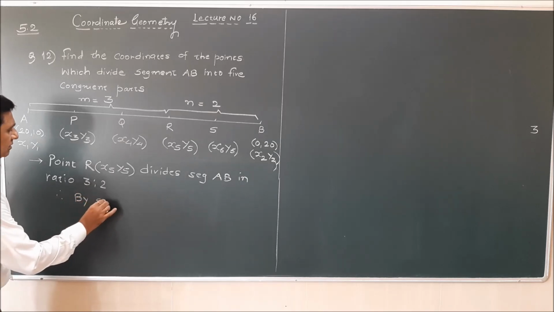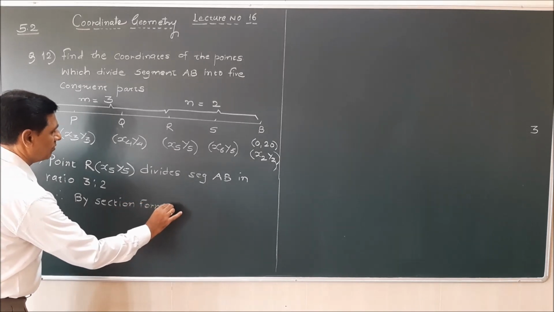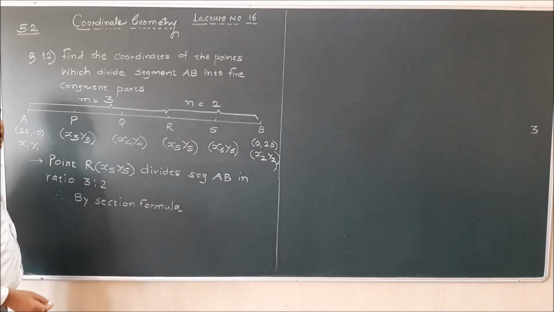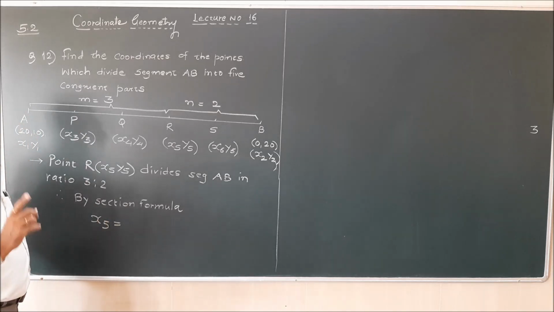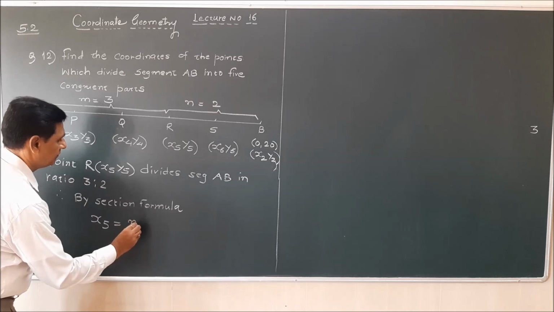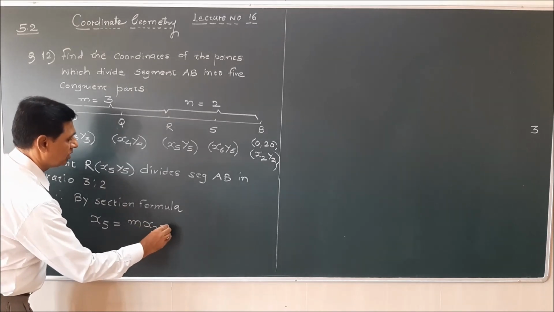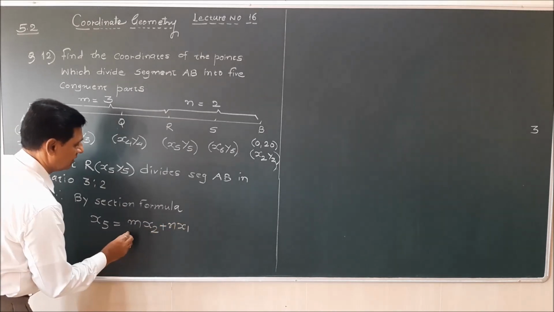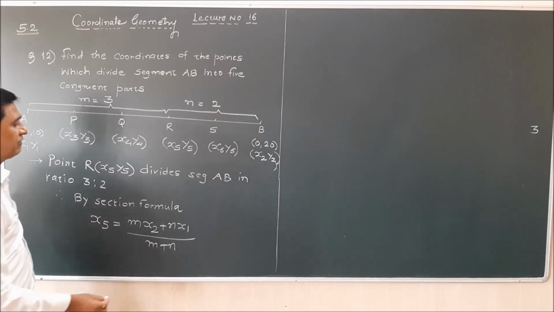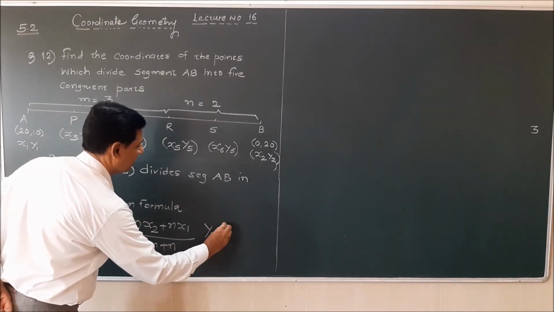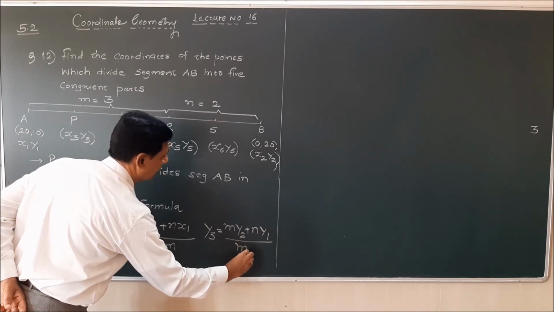by the section formula, I am going to find the value of x5. x5 is equal to (m x2 plus n x1) upon (m plus n), and y5 is equal to (m y2 plus n y1) upon (m plus n). The section formula you all know.